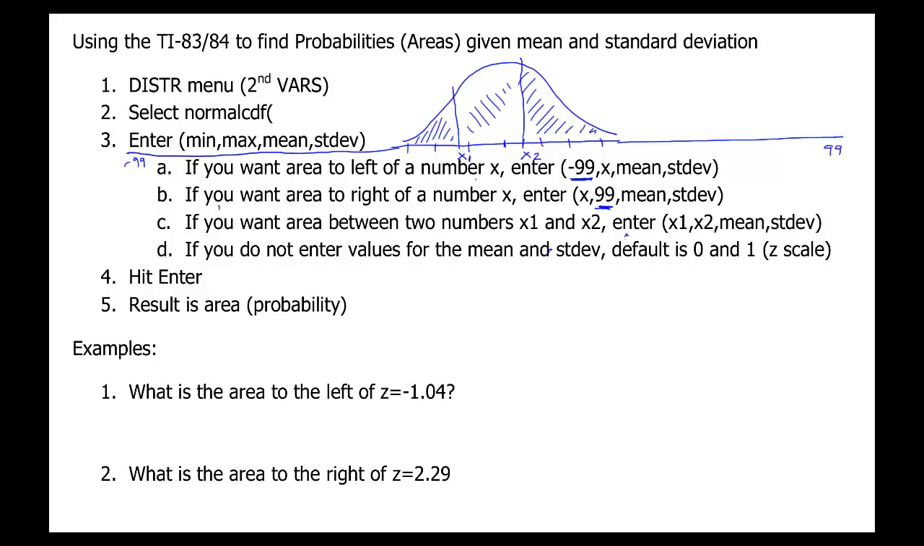And the last tip is you can leave the mean and standard deviation out if you're using z-scores. The default in the calculator is that the mean is 0 and the standard deviation is 1, which is the z-scale. So if that's the mean and standard deviation you'd be entering, you don't necessarily have to enter it. The calculator will use those values as a default. When you hit enter, the result that you get from the normalcdf function is the area, which is the same as probability. Okay, so let's look at some examples.